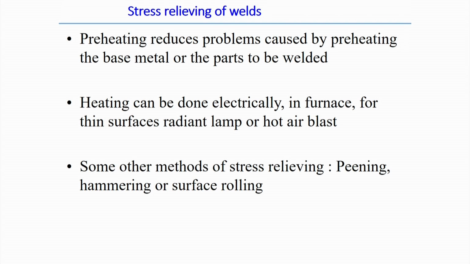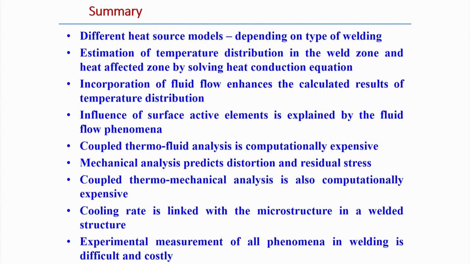So, stress relieving of weld: some significant points related to residual stress and distortion in the welding process. Preheating actually reduces the problem. If we preheat the sample before welding, that reduces the problem caused during the welding process. This preheating can be done electrically in a furnace, for a thin surface by radiant lamp, or maybe by hot air blast. So, there are several ways to practically do the preheating, because it sometimes reduces the problems related to the welding process. Then some other methods of stress relieving, that means peening, hammering, surface rolling, are typical mechanical methods that remove the residual stress in the welding process.